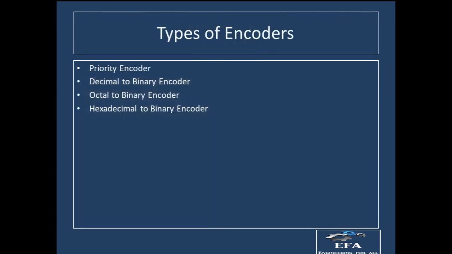So here you can see that after discussing the types of the encoders and decoders in the form of their number of inputs and outputs, the encoders can further be classified into four other categories. The first one is the priority encoder, second is decimal to binary encoder, third one is your octal to binary encoder, and fourth is hexadecimal to binary encoders. We will discuss all these types of encoders in the next lecture.